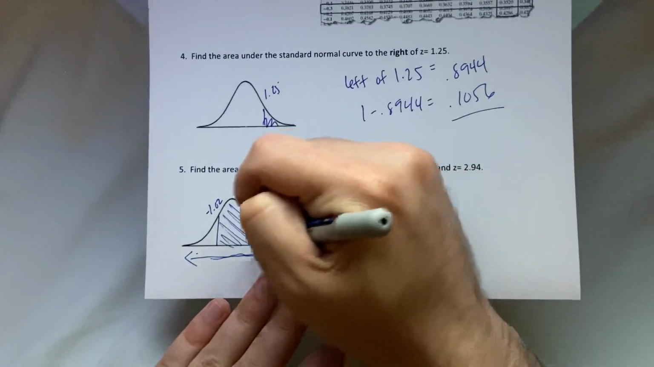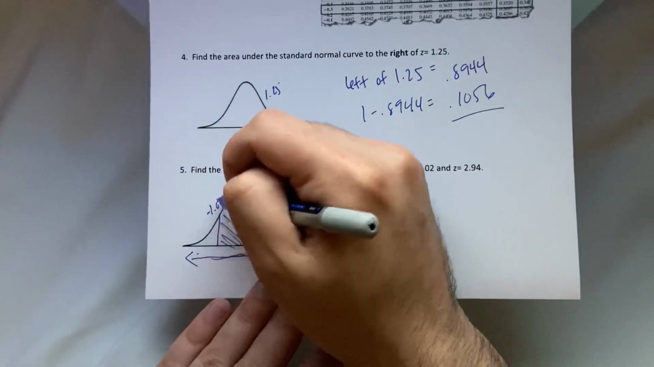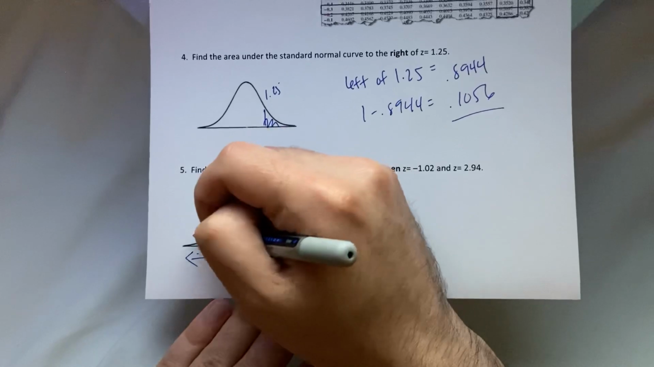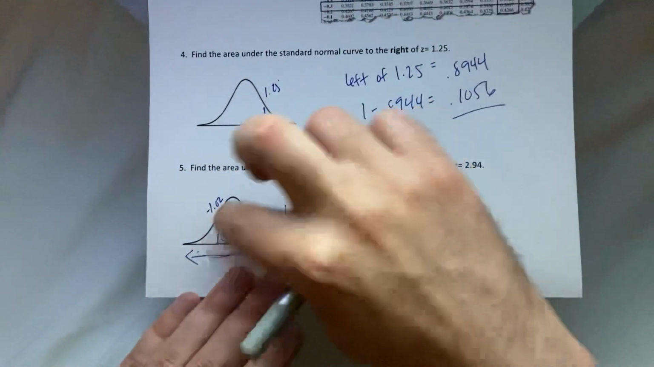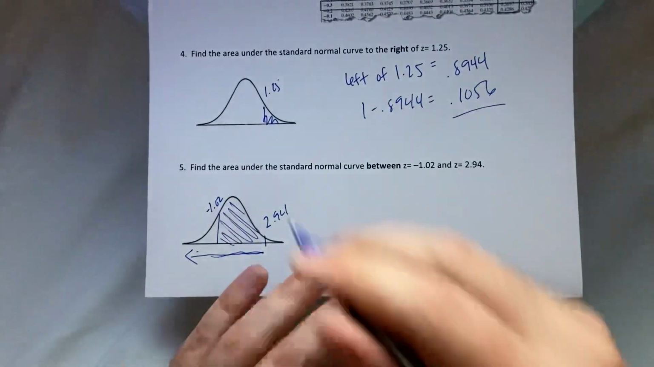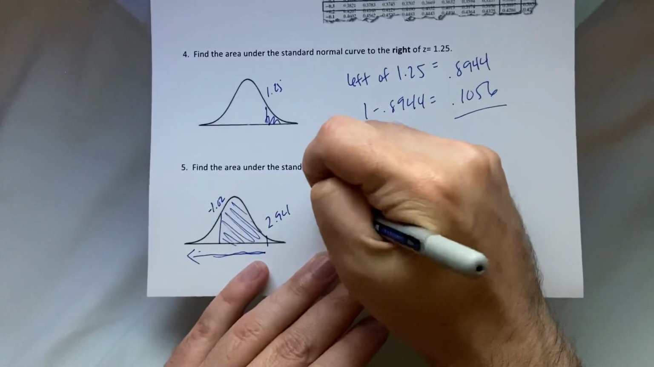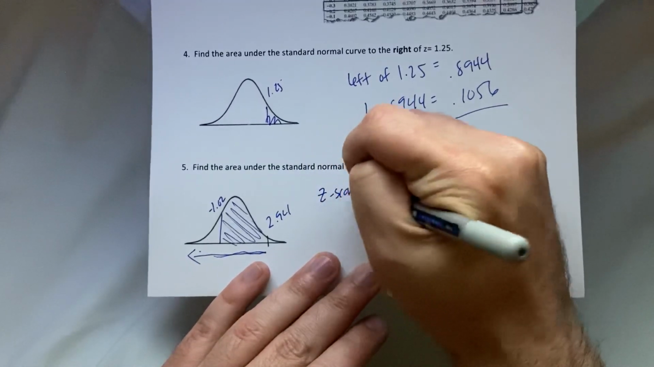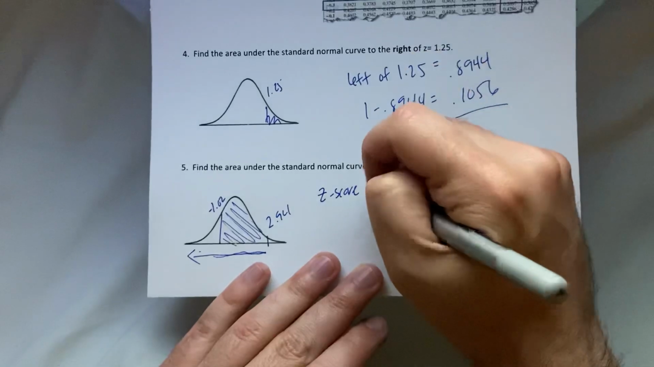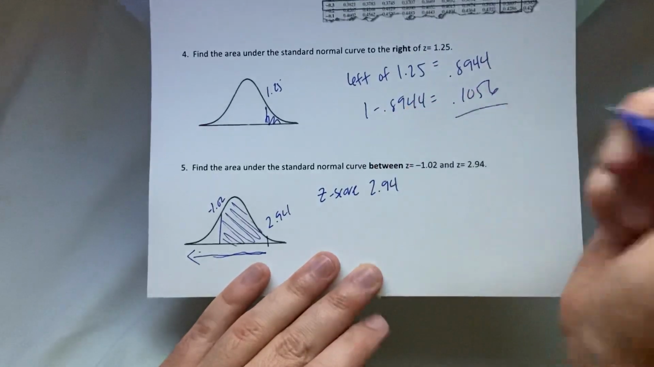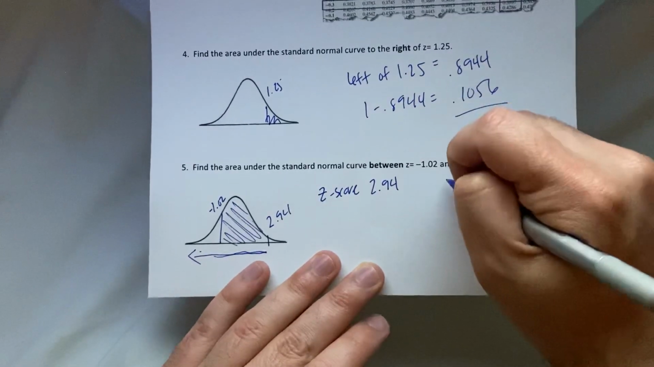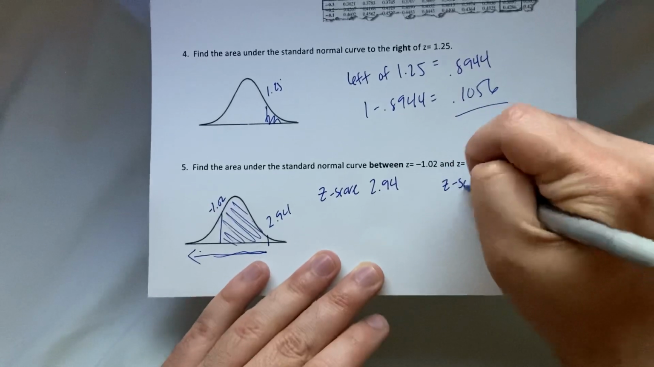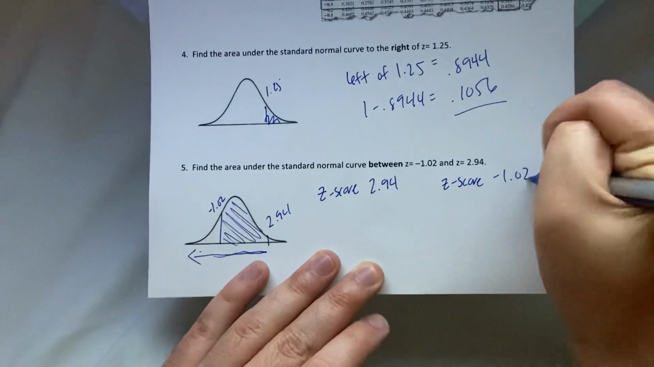So if I take the area to the left of 2.94 and then subtract off the area to the left of negative 1.02, that only leaves me with the area in the middle. So I need to find the z-score, or the area under the z-score of 2.94 and the one for negative 1.02.